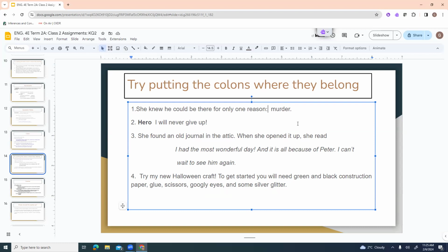Hero: I will never give up. Now, that is a weird sentence, but I tried to give you a clue with making the word hero in bold. This is like a play. Hero is who's talking, and what he's saying is, I will never give up.